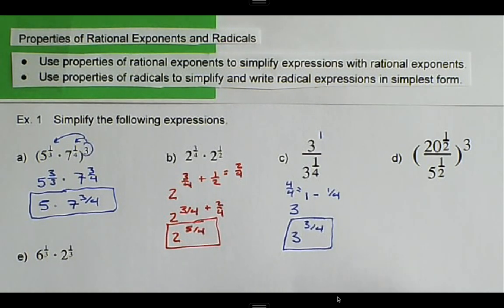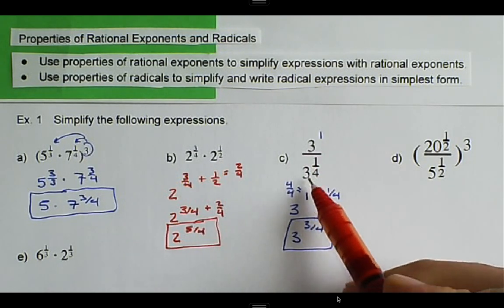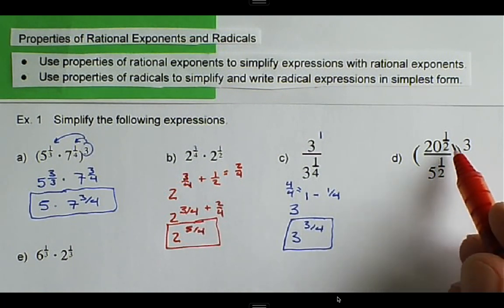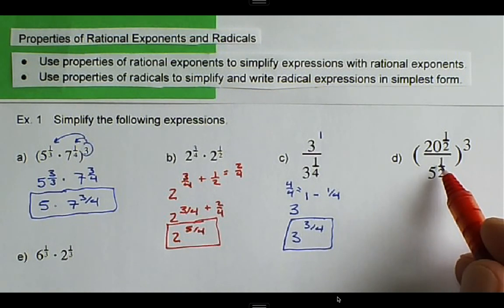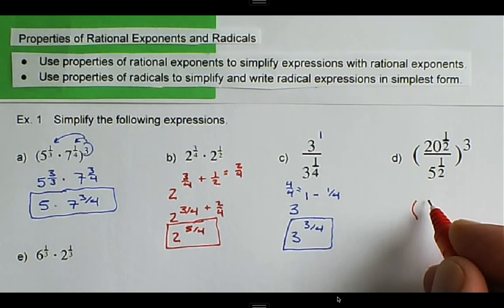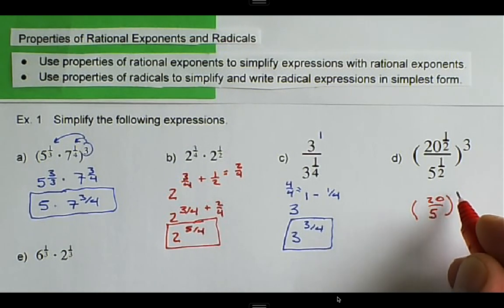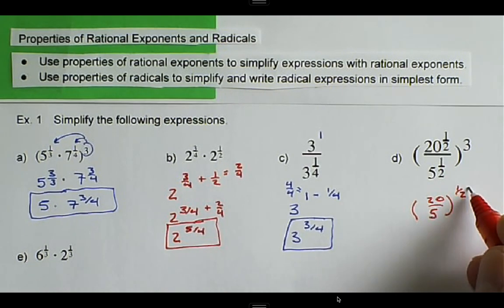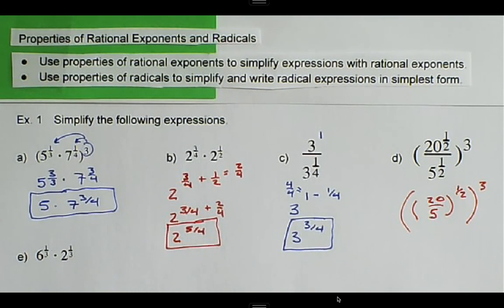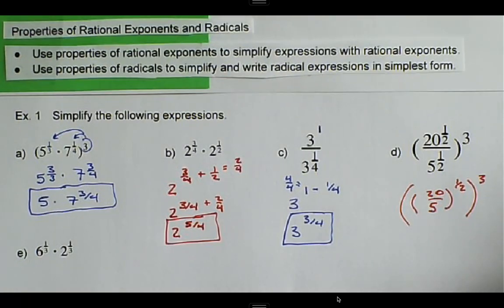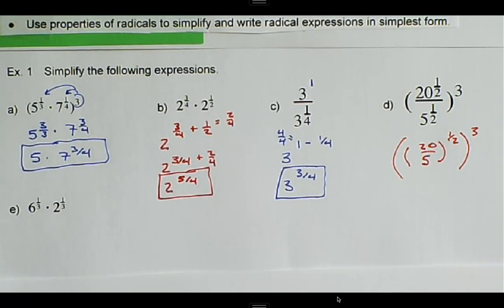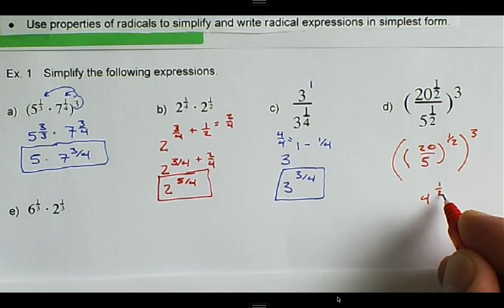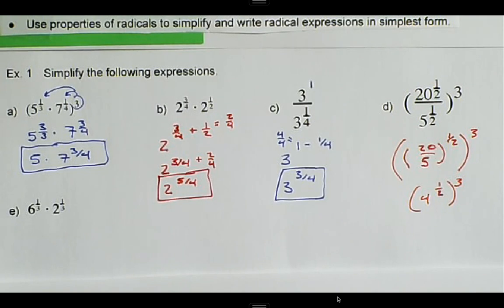Next one over here. This one's a little bit different. Here we have different bases, but we have the same exponent. So what we can do is factor out the exponent, and we can rewrite this as 20 over 5, and then take the exponent out. So if we were originally like this, we could distribute this, and that would be back here. And then that's still raised to the 3rd power. So we can start doing the math here. And what we see is 20 divided by 5, we know that is 4. So we still have that raised to the 1/2 power. And then we still have that whole thing raised to the 3rd.